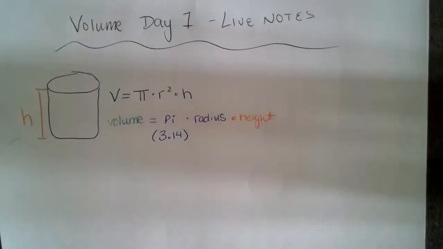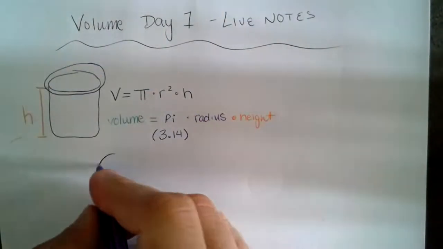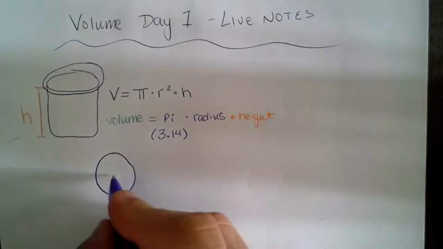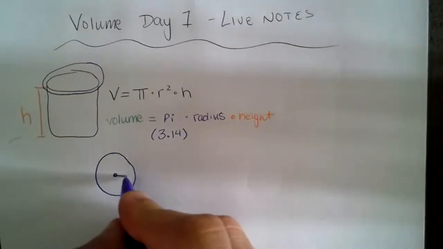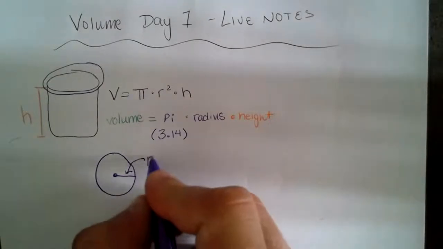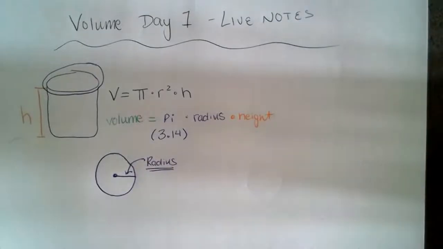Now, radius deals with the top of the cylinder, the shape here. The top of that is a circle. So when I'm talking about the radius, I'm talking about the center to half of the circle. That's what the radius is. It's half of the circle from the outside to the middle. If we're going to talk about a pizza, it's like going from the crust to the middle of the pizza. That is what the radius is.